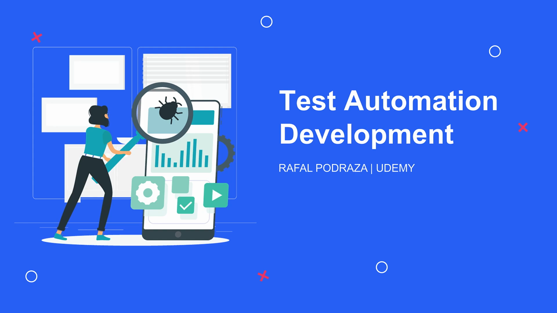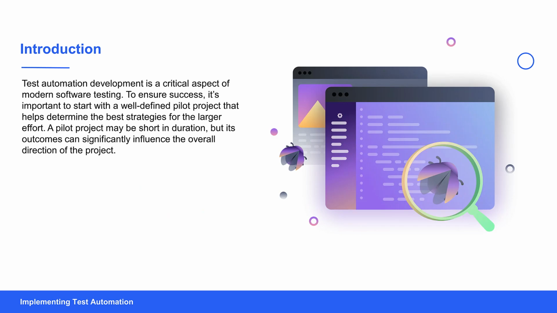Let's begin by talking about why test automation development is such a crucial part of modern software testing. The key to getting it right often lies in starting with a well-defined pilot project. This pilot might be short, but the insights you gain from it can have a big impact on how the rest of your test automation efforts unfold. It's all about setting a solid foundation so that the larger project can build on that success.